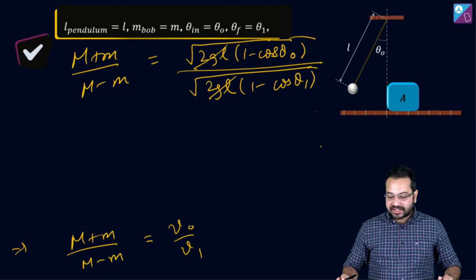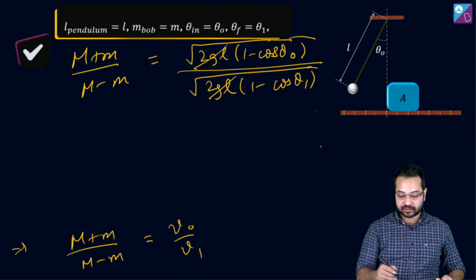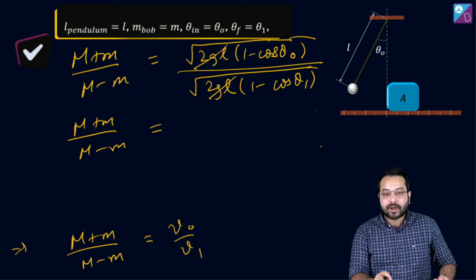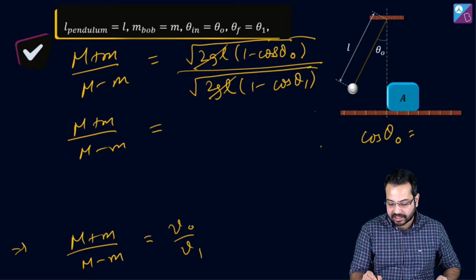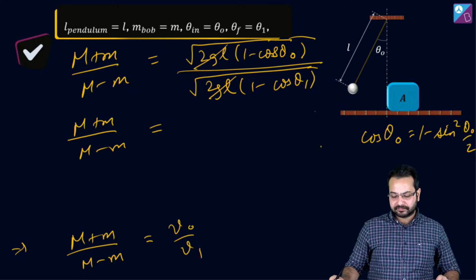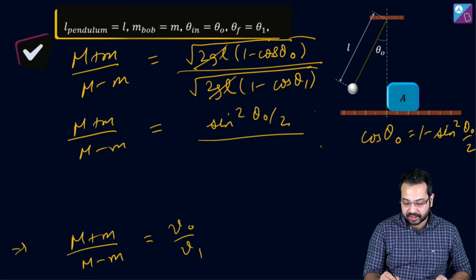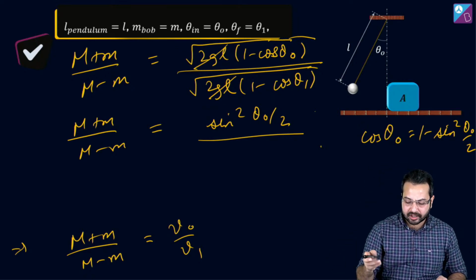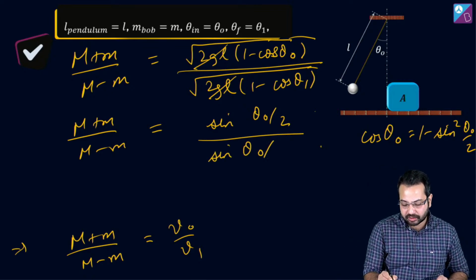What does it mean? It is given in the question that theta is small, so we can use some approximation. How do we go about it? (M + m)/(M − m) is equal to, now 1 − cos θ. So cos θ0 I can write as 1 − 2 sin²(θ0/2). Can I do that? Simple trigonometry. So what would I get? I'll get sin²(θ0/2), and the under root of that. So we have a square and we have an under root, so we can get rid of this under root. So this becomes sin(θ0/2), and this becomes sin(θ1/2).